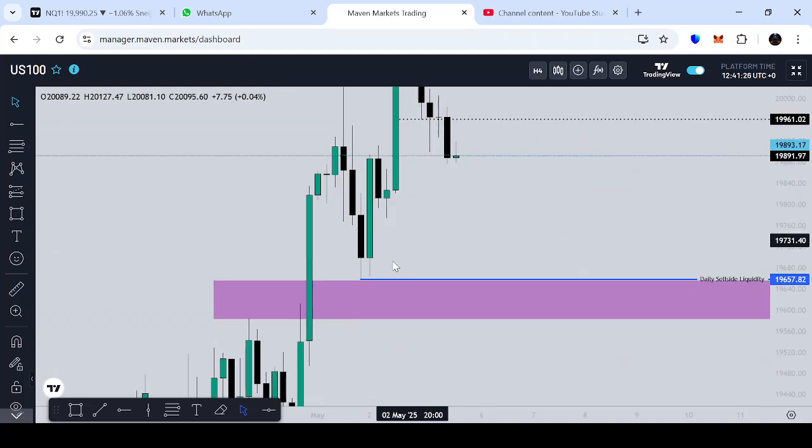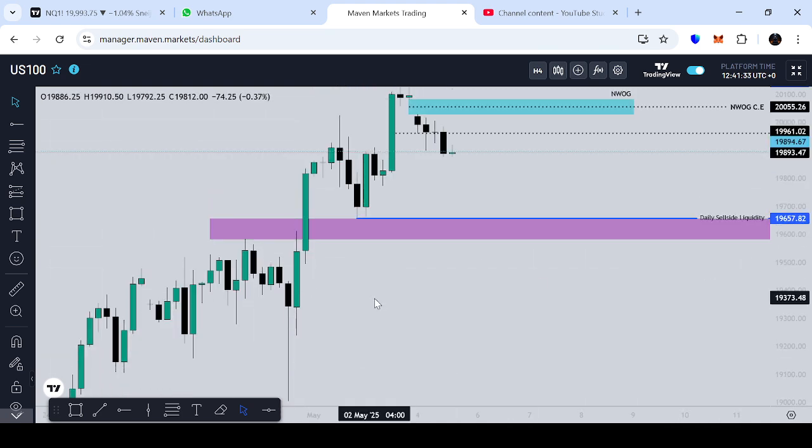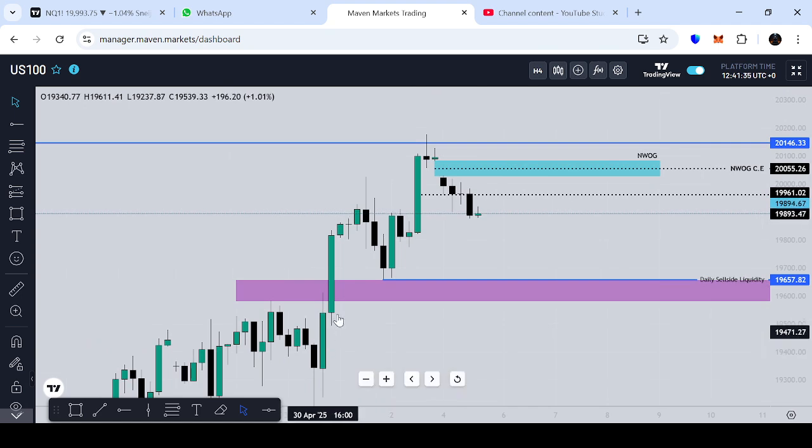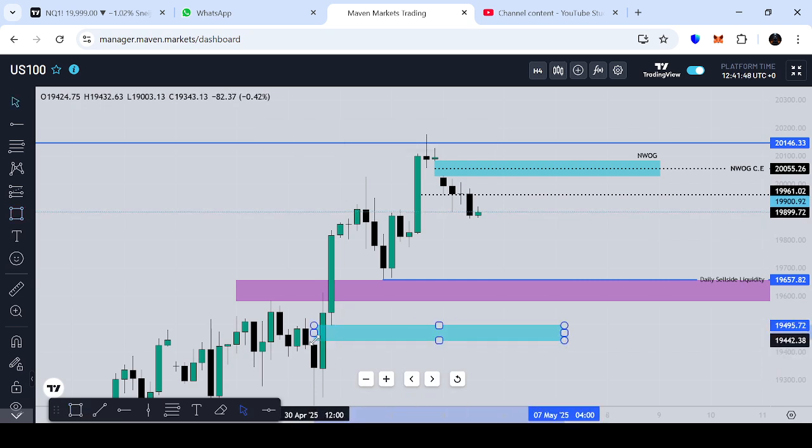You have a sell liquidity, the daily sell liquidity, resting above an inefficiency here. Also an inefficiency resting below here, which we are anticipating price to fill up. You annotate it too as 4-hour inefficiency.